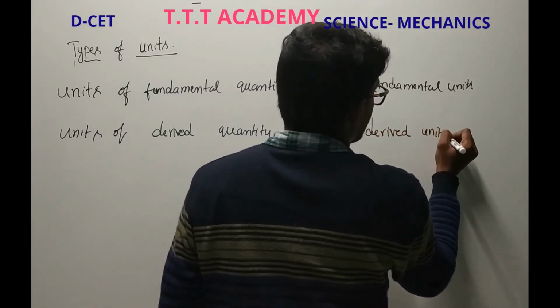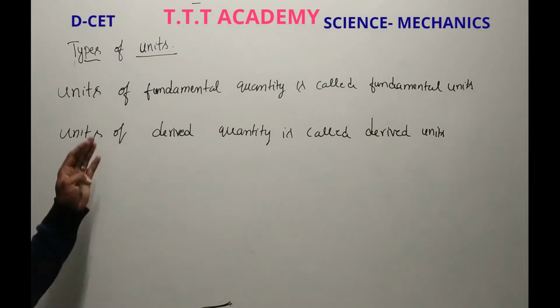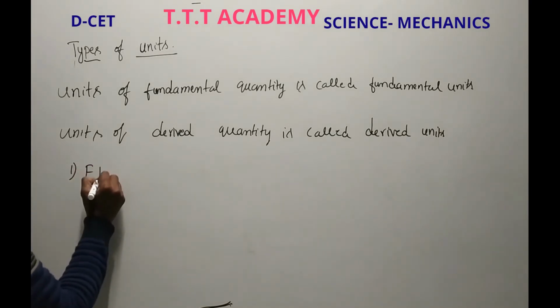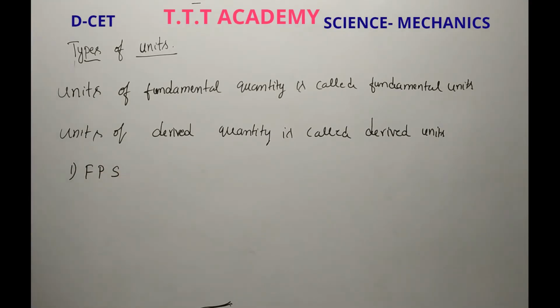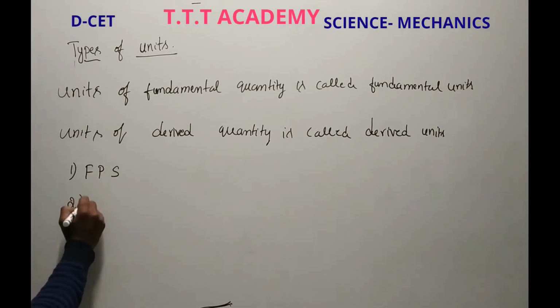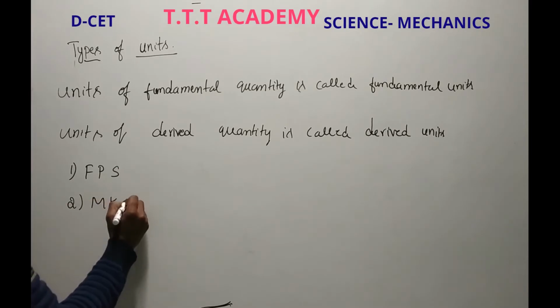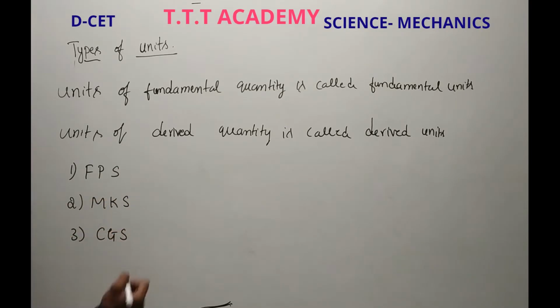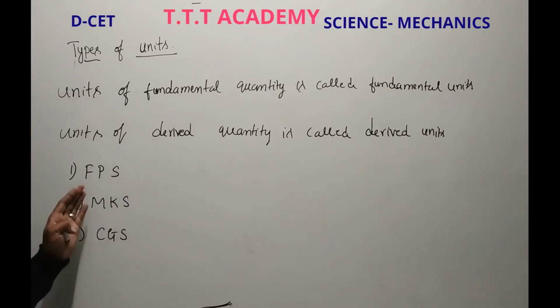These are called derived units. Okay, and then what are the types of units? The first one is the FPS system, the second one is the MKS system, and the third one is the CGS system. Okay, so what is the meaning of FPS?